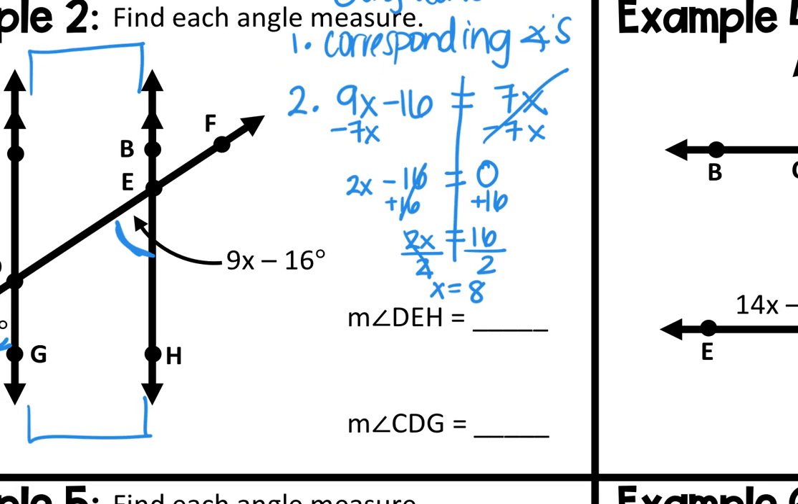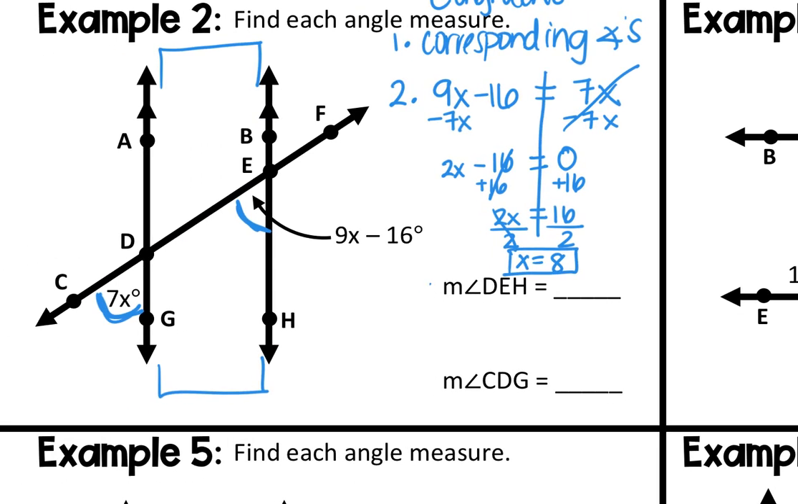All right, so we solve for x. X equals 8. But that's not what I'm asking, right? Find the measure of each angle. But I needed to solve for x to know what each angle is. So they're asking for the measure of angle DEH. So let's look for DEH. Let me get my highlighter ready. So this is D, this is E, and this is H. So they're asking for this angle right now. The one that has 9x minus 16.